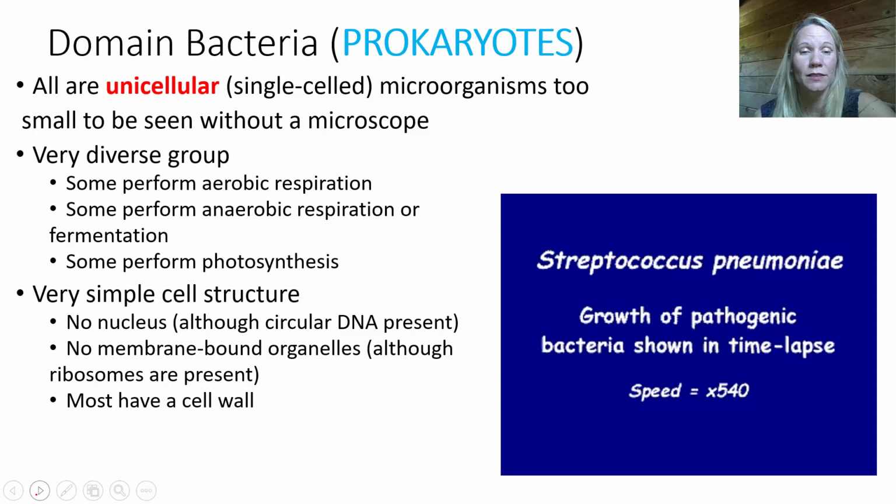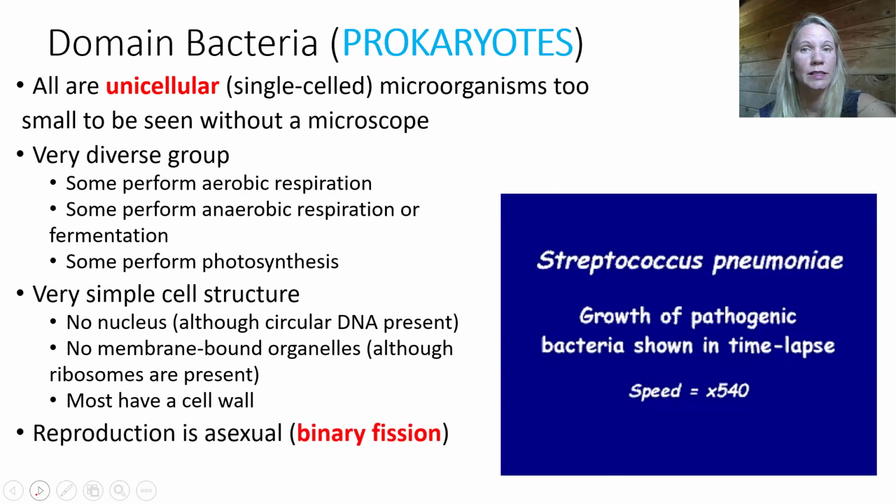No membrane-bound organelles. Okay, so within a bacterial cell, you're not going to find a Golgi, you're not going to find an endoplasmic reticulum, you're not going to find lysosomes, no internal membranes at all. However, you are going to find ribosomes. So ribosomes are composed of RNA, a special type of RNA called ribosomal RNA, and protein. So we do find specific bacterial-sized ribosomes. Most bacteria have a cell wall. That's actually how we classify them based on their cell wall structure.